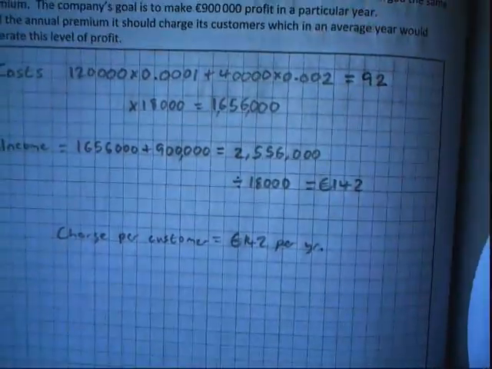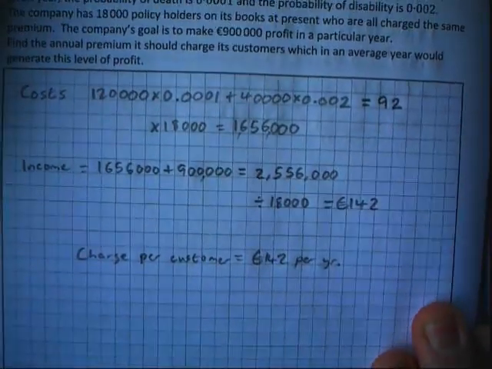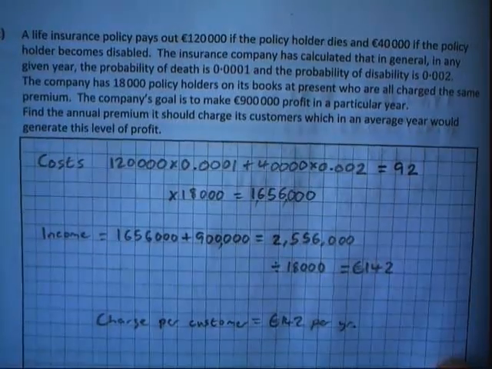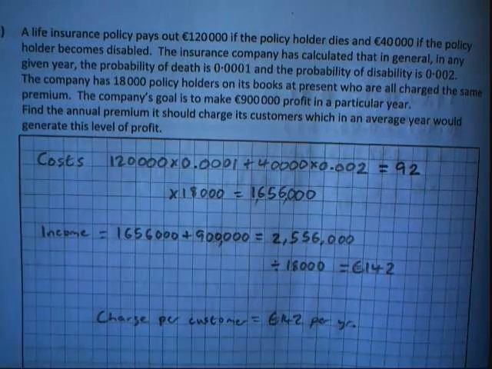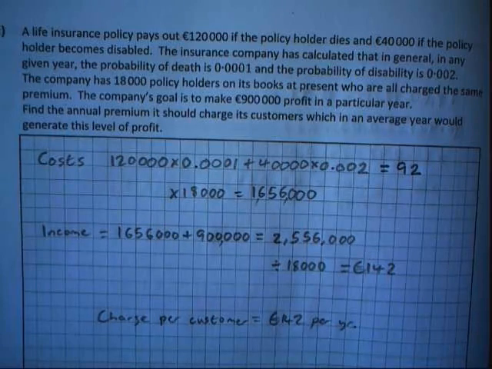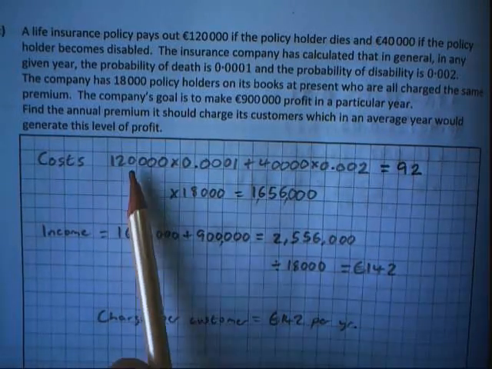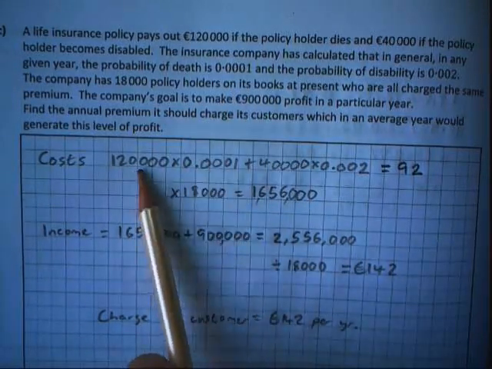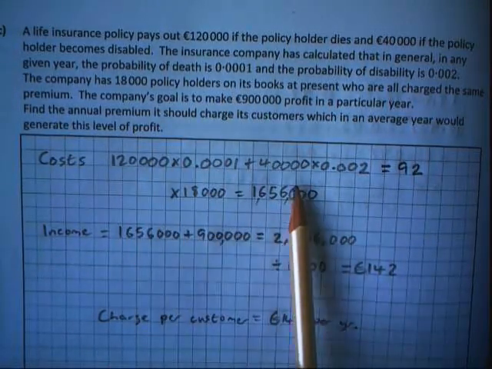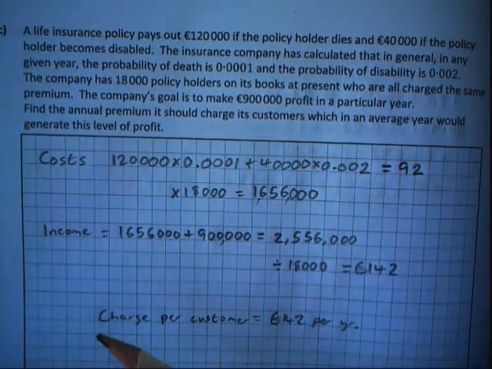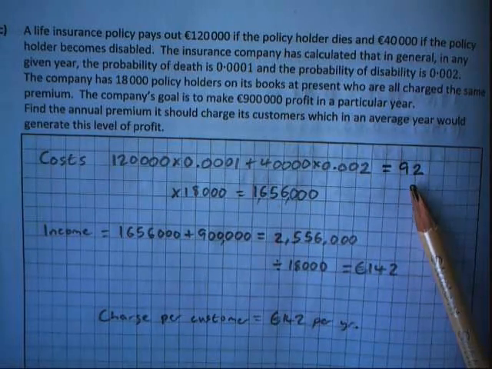And then very last bit of the paper. Similar sort of question to before. It's money and probabilities. Let's just come down a little bit here. Right, so we work out how much payouts are going to cost the company. So it's 120,000 if they die, and the probability of death is 0.001. So multiply those together, that's a cost. Do the same for the disability, and then you find that the cost per person, cost per customer is 92 euros.